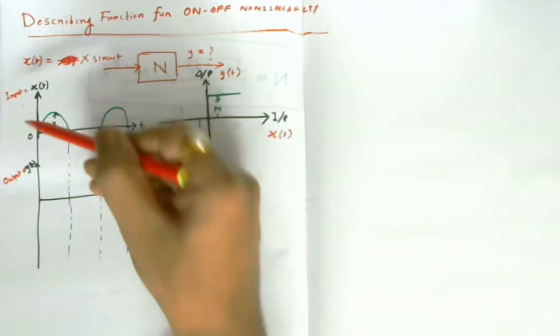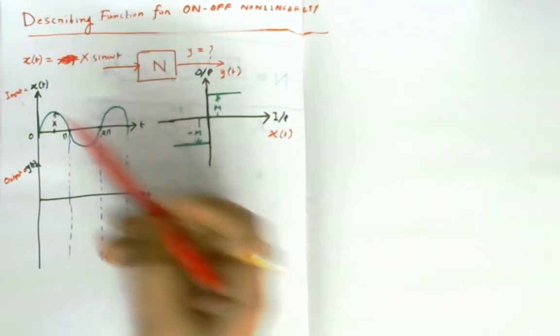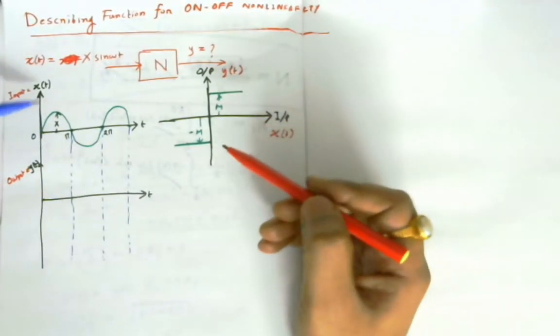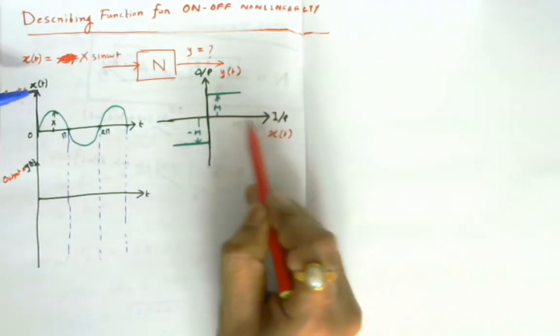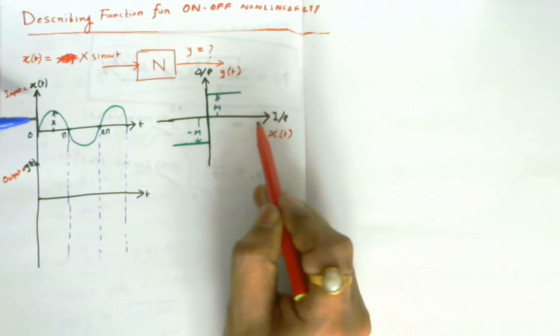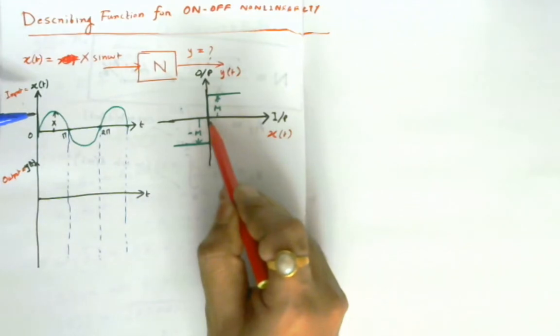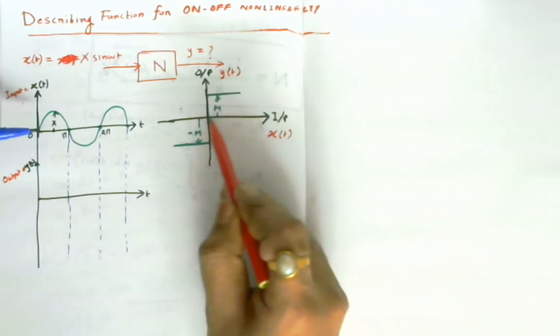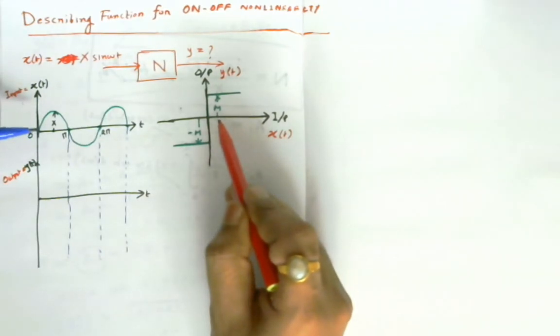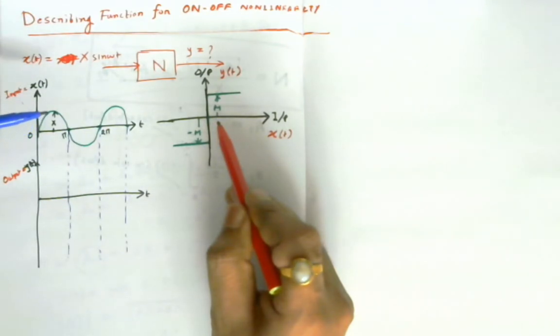Now you see, this is xt, this is also xt. Along the characteristics curve, this is the input, which is xt. Along the waveform y-axis, this is xt. Now the condition is that when xt is just greater than 0. Check, xt is just greater than 0. Now xt is greater than 0 for the whole positive cycle of the sinusoidal.